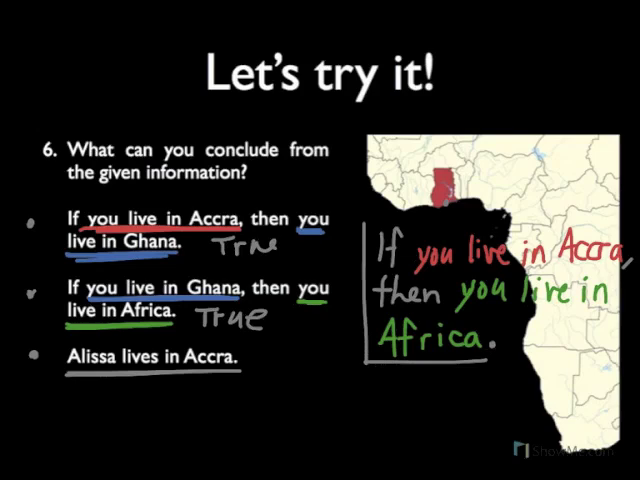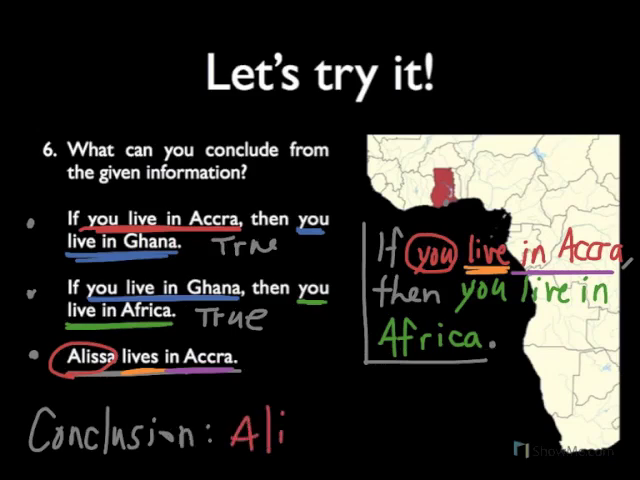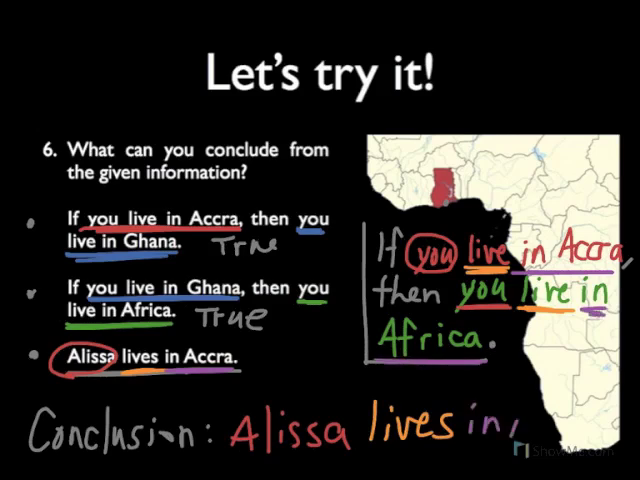The hypothesis, you live in Accra. Notice you can be Alyssa, and Alyssa lives in Accra. Our final statement and the hypothesis of our new conditional match precisely. That allows us to say something about Alyssa. Our final conclusion, therefore, is Alyssa lives in Africa. We can use the law of syllogism and the law of detachment together in a single problem.